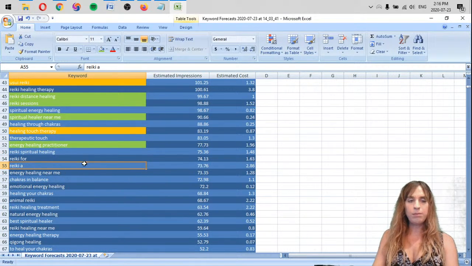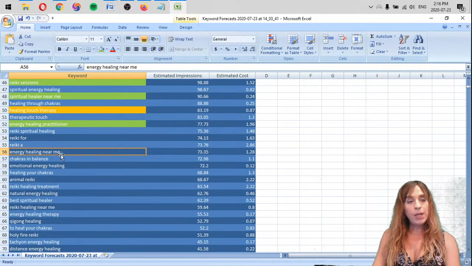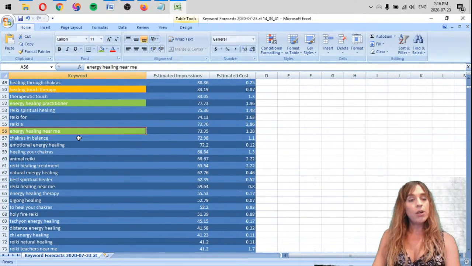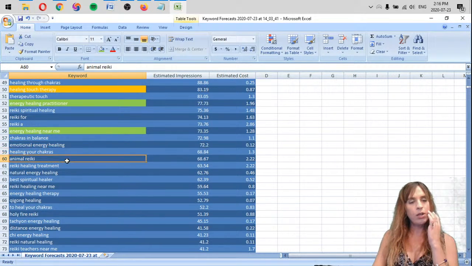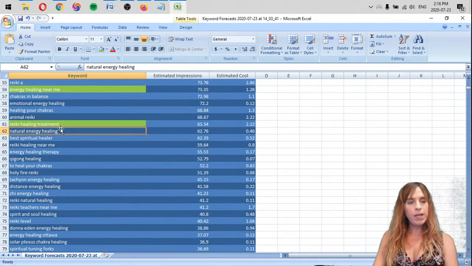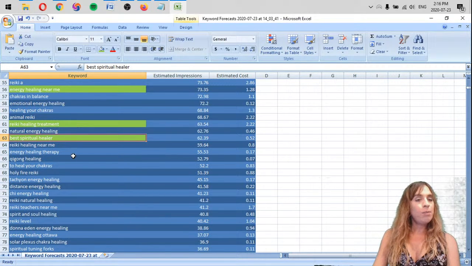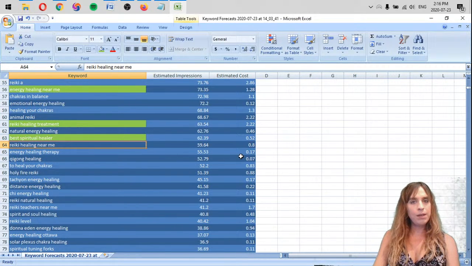Reiki A, I don't have much of a comment on that one. Energy healing near me, heck yes. Chakras and balance, sure, we can leave it in. Emotional energy healing, sure. Healing your chakras, yeah. Reiki healing treatment. Yeah, that one again is very specifically looking for treatment, so that's great. Best spiritual healer. Isn't that the best? Well, I suppose it's up to the consumer to find out.